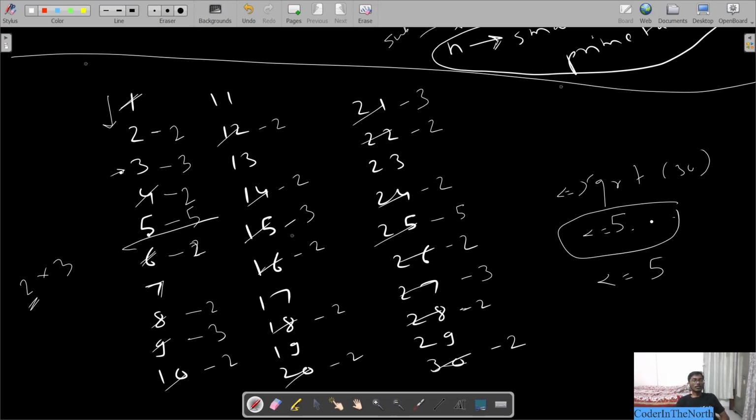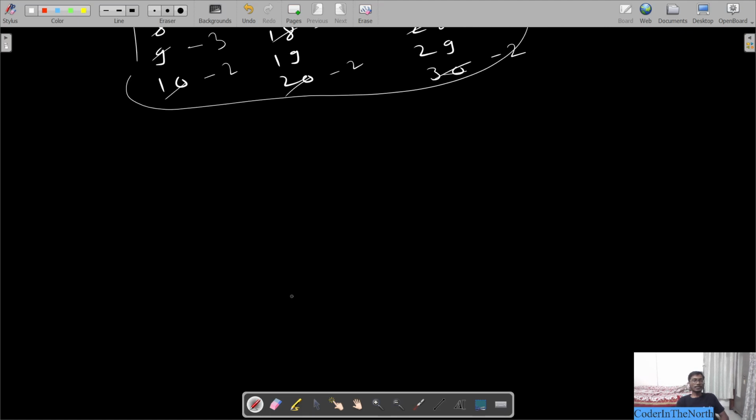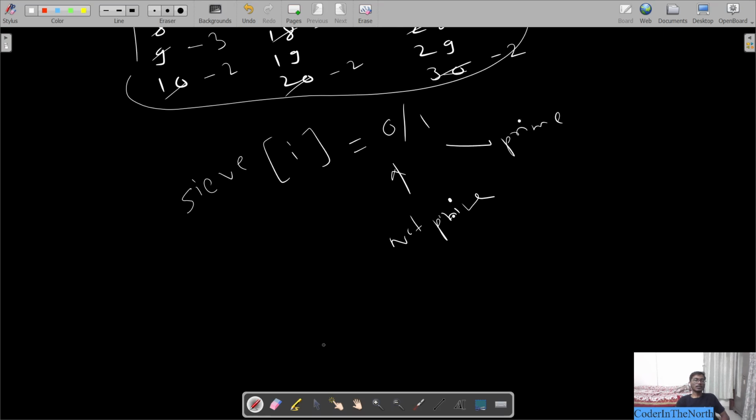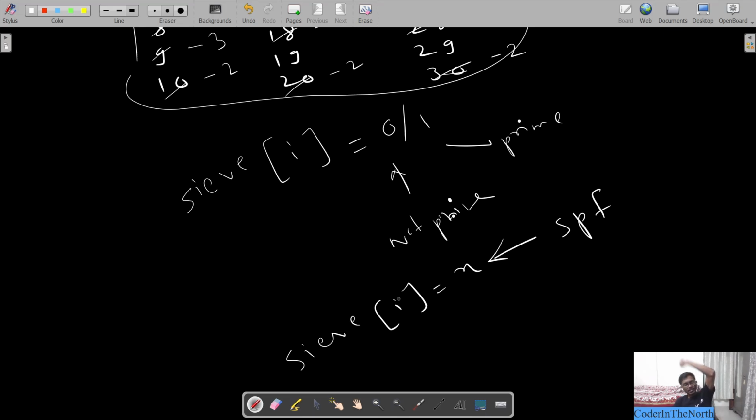Okay, so now we have to code this. What were we doing last time? Our sieve of I was either 0 or 1: 0 was not prime and 1 meant the number is prime. But instead, here sieve of I will be x, where x is the smallest prime factor. We call it SPF also. So let's make some changes in the code.